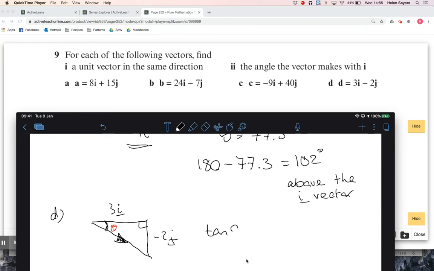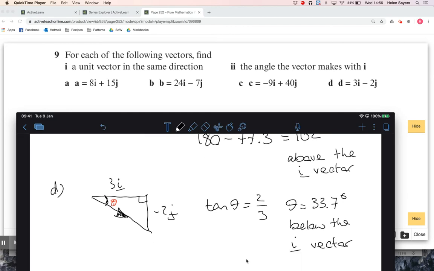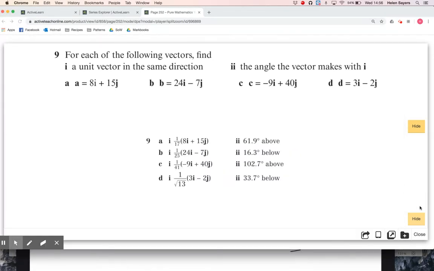So tan theta is opposite over adjacent. So theta is 33.7 degrees, and that's below the i vector. Okay, let's just double check. I just want to see what they've put. Yeah, so they've done the same as we did for that one.